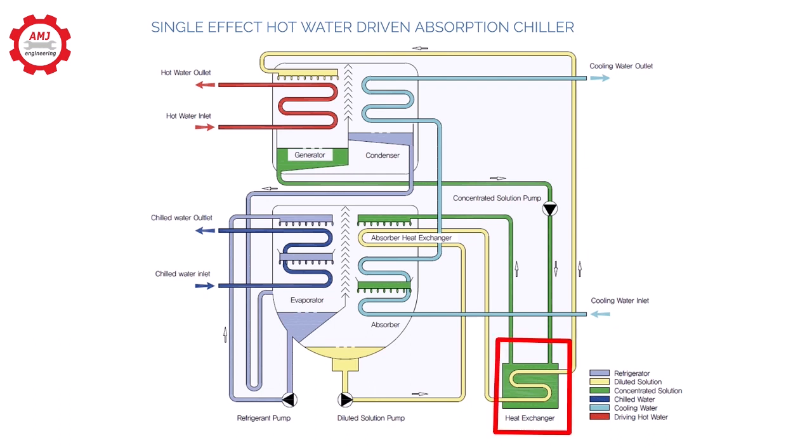Heat exchanger. The heat exchanger transfers heat from the relatively warm concentrated solution being returned from the generator to the absorber and the dilute solution being transferred back to the generator. Transferring heat between the solutions reduces the amount of heat that has to be added in the generator and reduces the amount of heat that has to be rejected from the absorber.